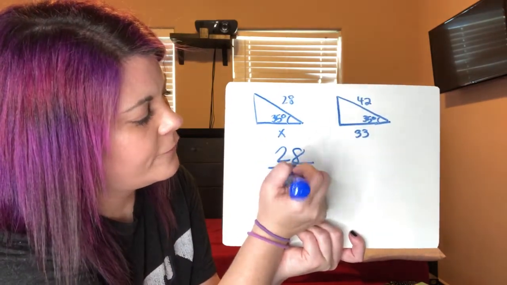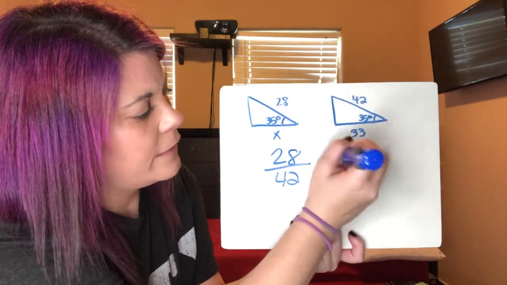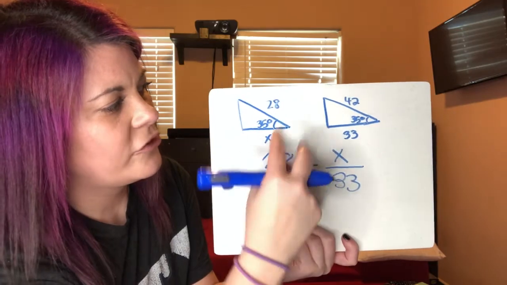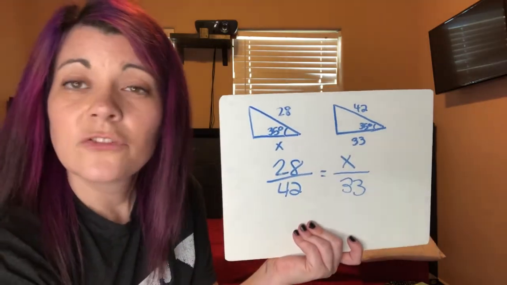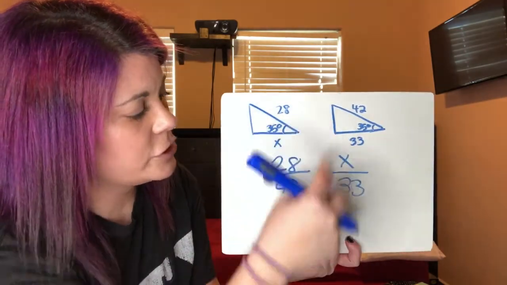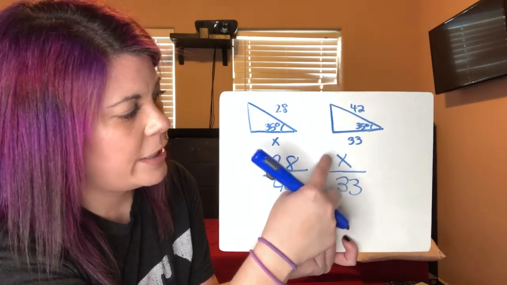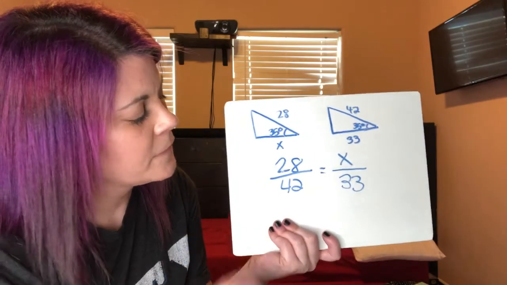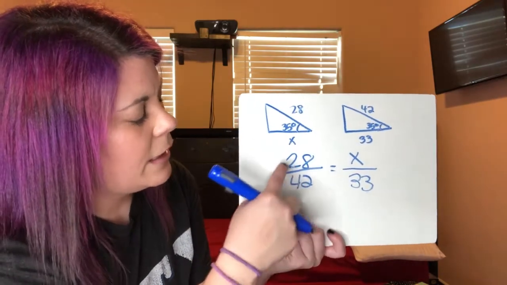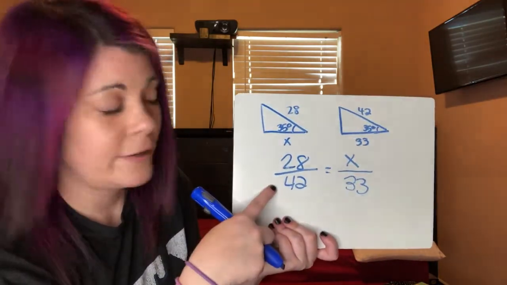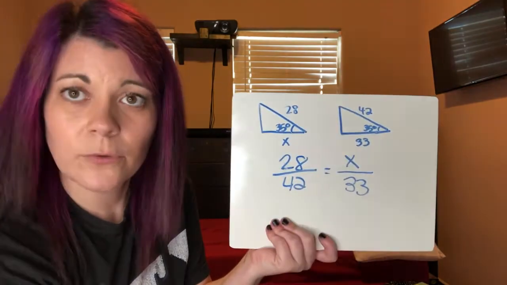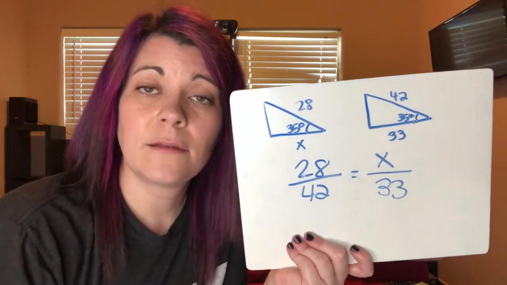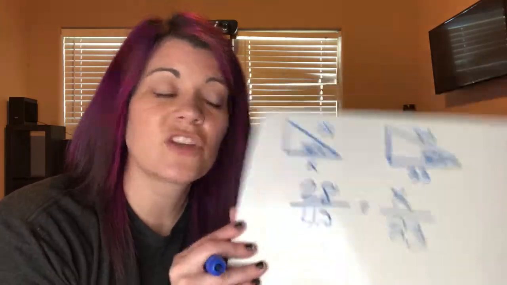28 corresponds to 42 and then x corresponds to 33. Notice that 28 and x are on top and they're from the same triangle. So if you pull from this triangle first, then you need to pull from that triangle first here too to write your other ratio. I always do corresponding side over corresponding side is equal to corresponding side over corresponding side. Then we have a proportion and we can solve it. Again, if you need to know how to solve proportions, go and watch that video.